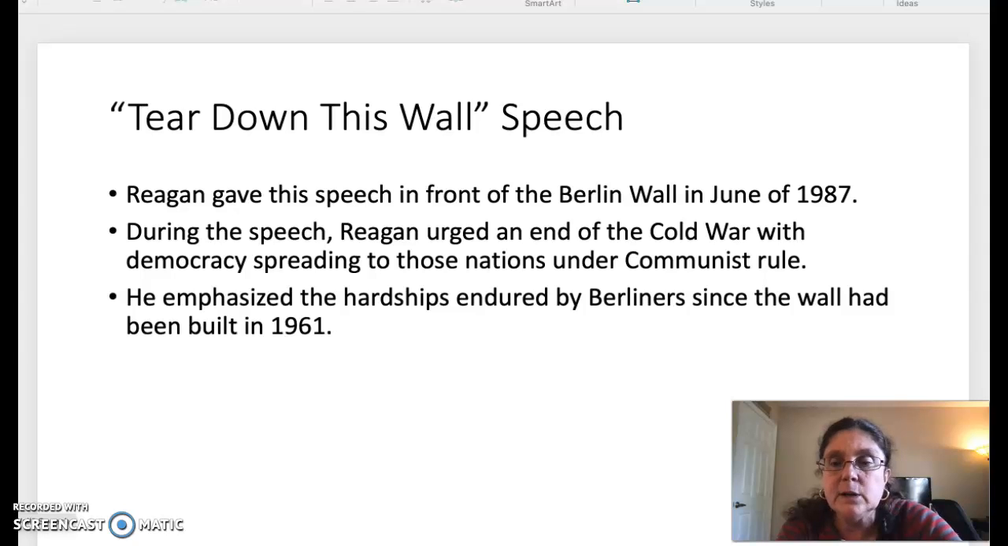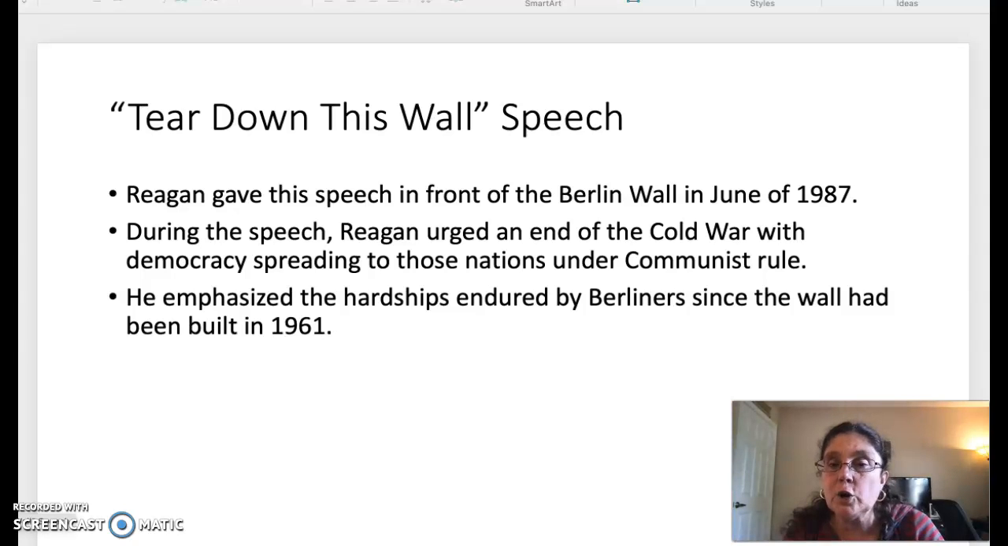Okay, so the third topic that you can get into is the tear down this wall speech. Reagan was known as the great communicator, and for very good reason. He was an incredible speech giver. And remember, Reagan came to fame in the United States as an actor, so his acting training really paid off as far as speech giving goes.